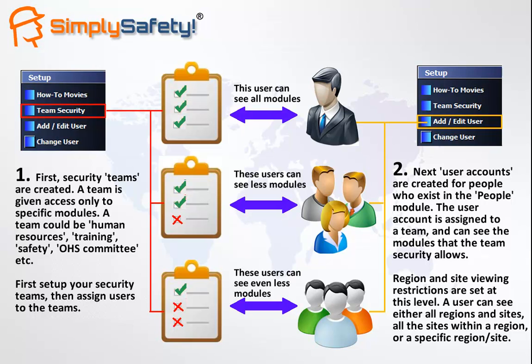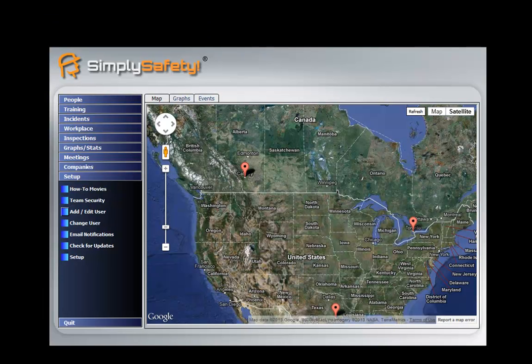Second, user accounts are created for people who exist in the People module. The user account is assigned to a team and can see the modules that the team security allows. Region and site viewing restrictions are set at this level. A user can see either all regions and sites, all the sites within a region, or a specific region and site. The two modules, Team Security and Add Edit User, are located under the Simply Safety Setup module.